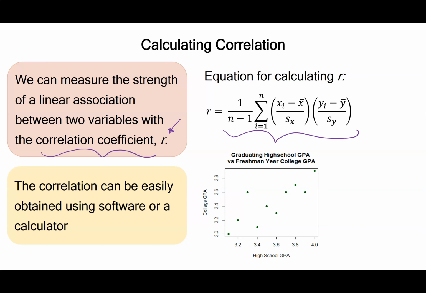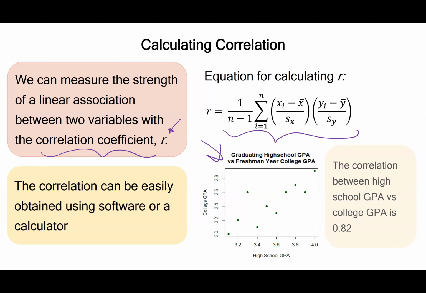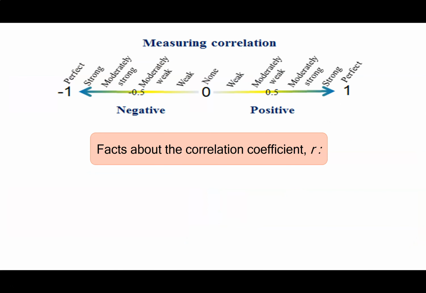So for this particular GPA example, we're looking at high school GPA and first year college GPA. The correlation coefficient between high school GPA and college GPA is positive 0.82. So what does that even mean, right? So when we're looking at correlation, it is a number that goes anywhere from -1 all the way to +1.